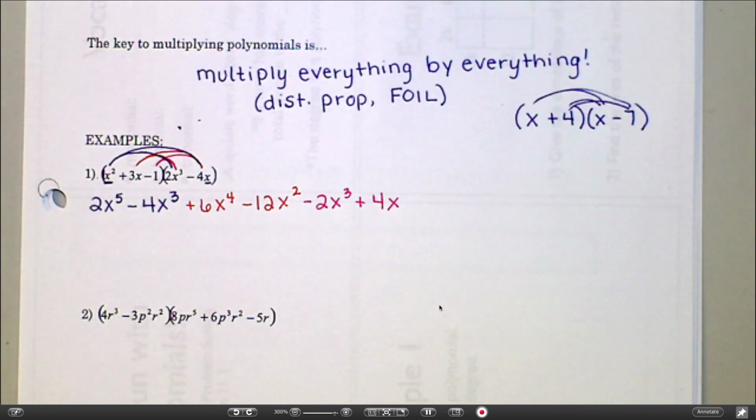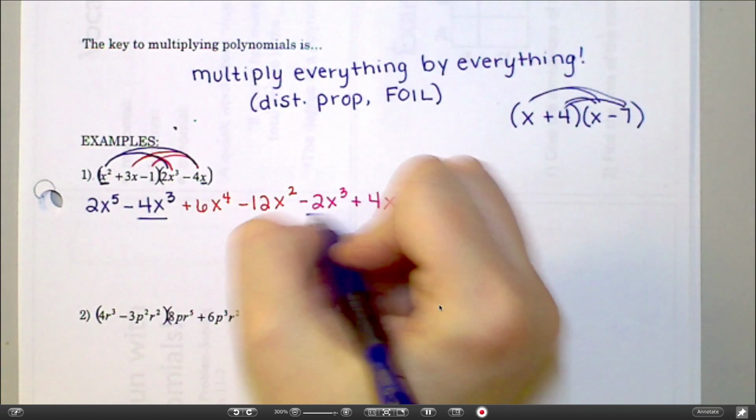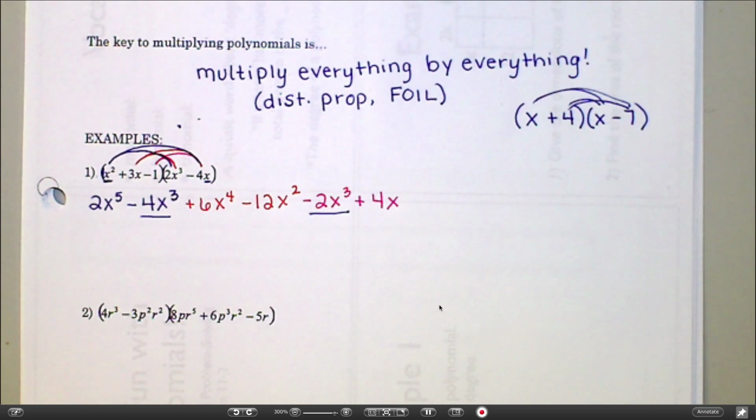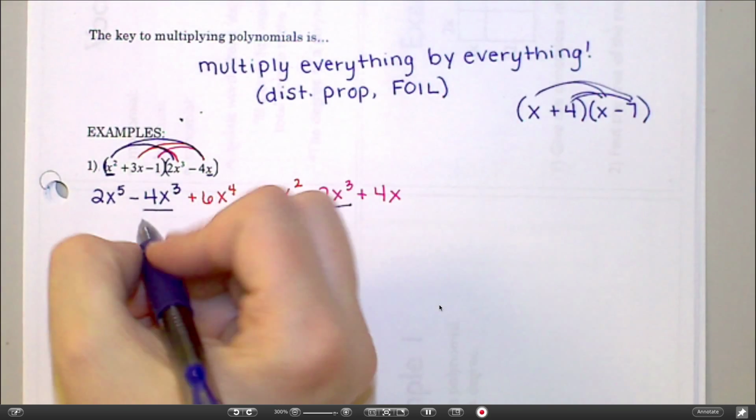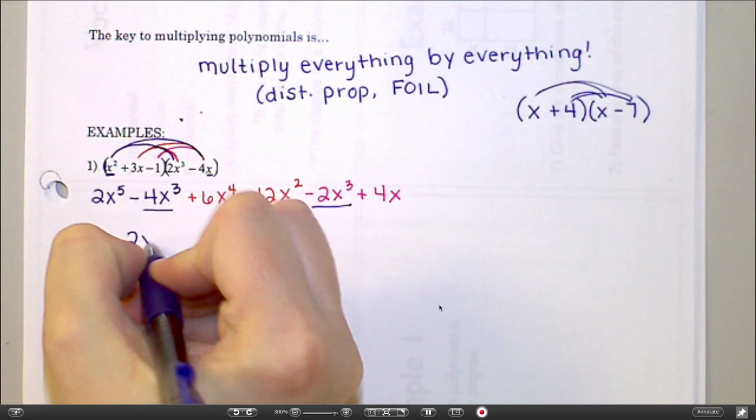And remember, they're only like terms if they have the exact same exponents. Where do you see things with the exact same exponents? 3. Okay, so I have a negative 4x to the third and a negative 2x to the third. And I would write your answers in standard form when possible. So I would start with this 2x to the fifth. Nothing that can combine with that, right?